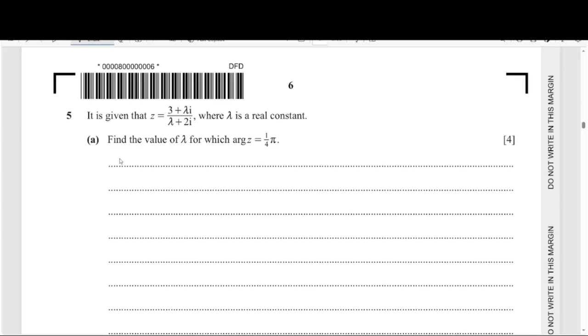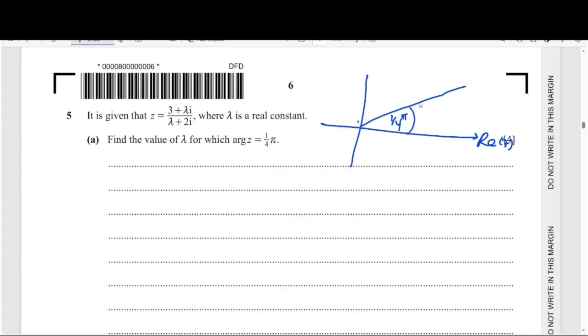Question number 5. It is given that the complex number is equal to this, where lambda is a real constant. Find the value of lambda for which the argument of z is equal to 1/4 pi. So the argument of z, let me do a sketch of an Argand diagram here. And this is the real axis. Right? So the argument is measured from the positive real axis. So for this particular complex number, where lambda is a constant to be found, it lies somewhere here, and its argument is 1/4 pi, which is the same as 45 degrees.